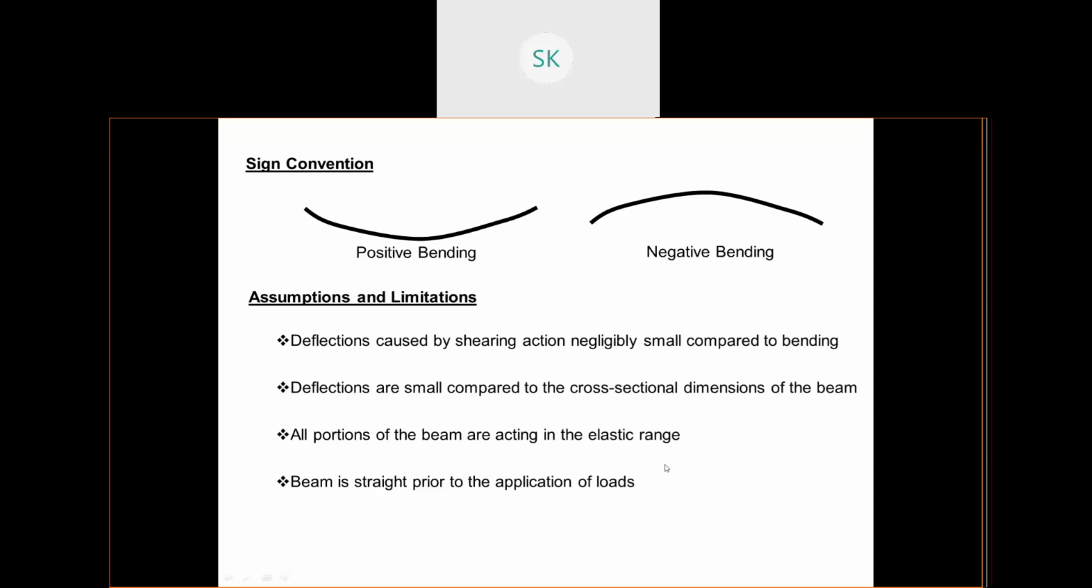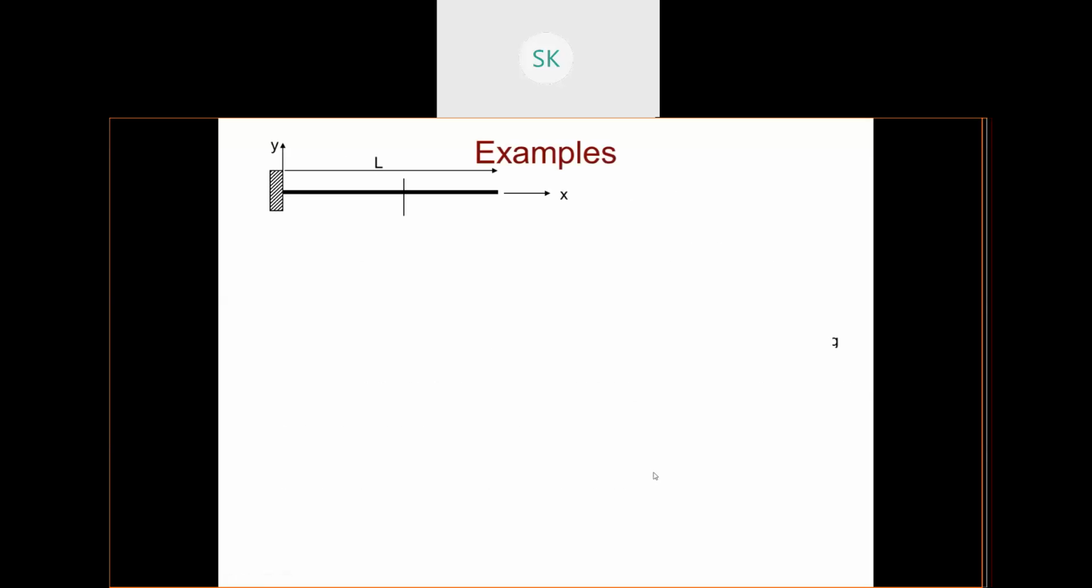Now you can say that this is not possible in day-to-day life, right? It is possible. The beam is straight prior to the application of load. So we are assuming that the beam is straight before the application of load. I'll take an example of a cantilever beam. This is the cantilever beam fixed at one support. The length is L, and it is drawn in X and Y coordinates. Now when I have applied a load at the free end, the beam gets deflected in this direction.